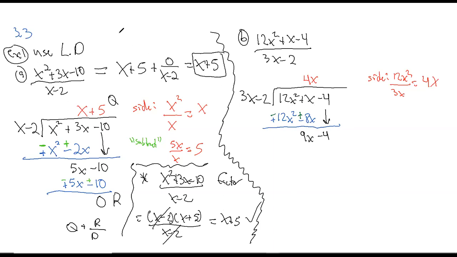Divide the 3x into the 9x. So if you need to go to the side, that's 9x divided by 3x, which is positive 3. I can't just write 3 here. You got to write plus 3.